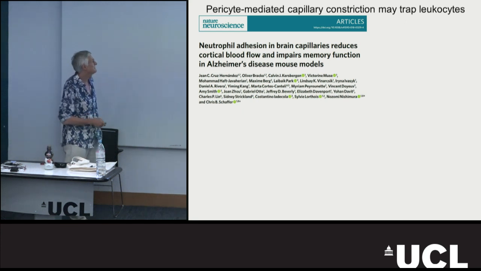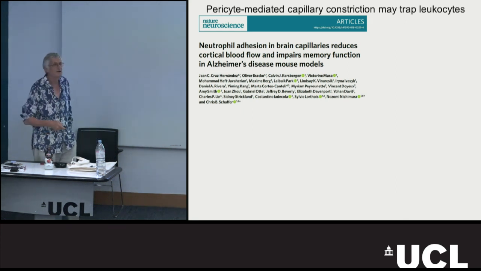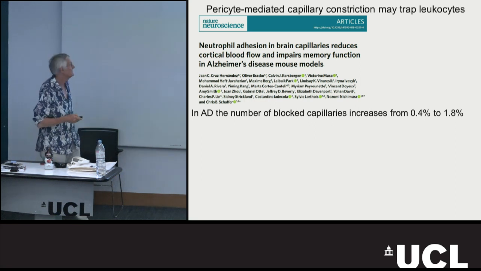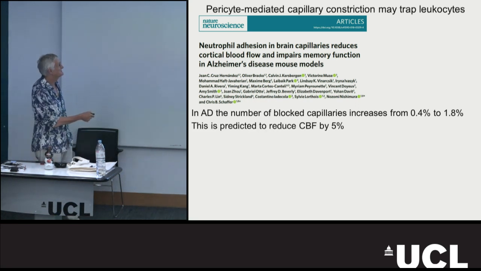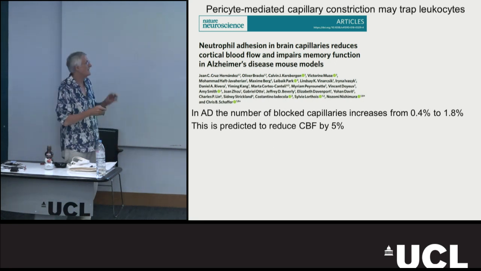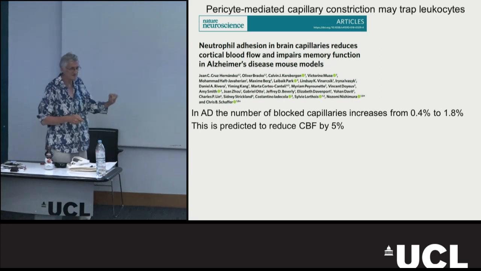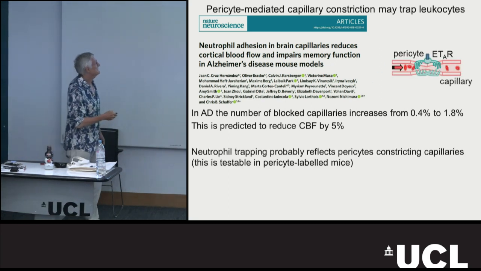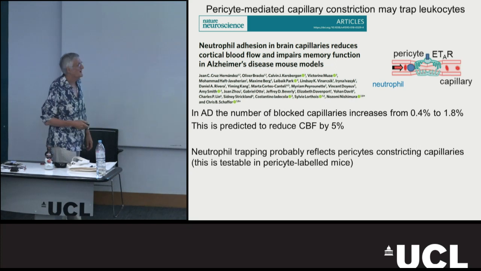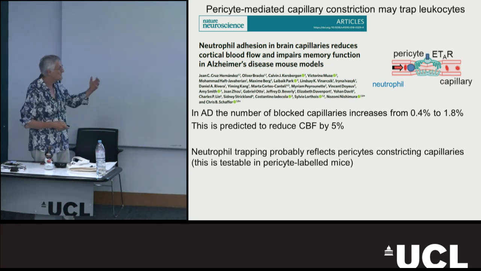Now, a paper came out recently by Chris Schaefer and Nozomi Nishimura's group claiming that in AD mice, they get a block of capillaries, which is due to neutrophils blocking at certain sites in the capillary. They didn't correlate this with pericytes. They found that the percentage of blocked capillaries went up from 0.4% to 1.8%, which they predicted to reduce blood flow by 5%. Our constriction, ignoring that block, is predicted to give you a 50% reduction. So we think that neutrophils may come along in the blood and get trapped where there's a constriction produced by the pericyte. This remains to be shown definitively, though.